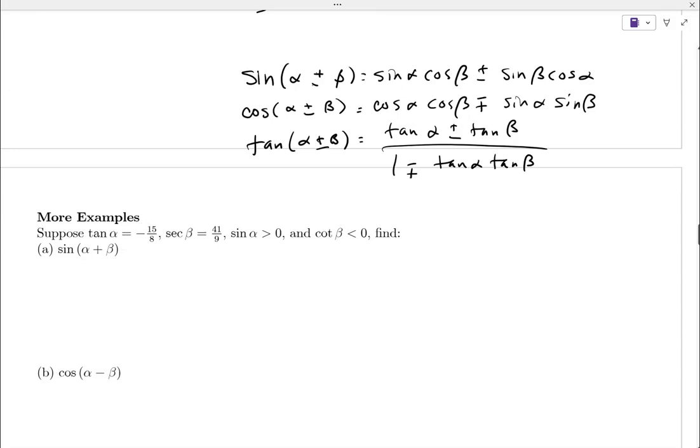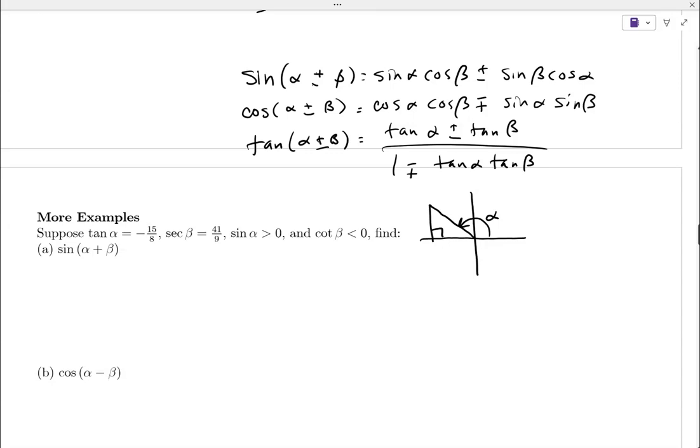So notice that tangent is negative and sine is positive. Using that information, where might you want to draw your reference triangle? What quadrant do you want to draw your reference triangle in? If tangent is negative and sine is positive, quadrant 2, right? We'll put it in quadrant 2. So drawing that off to the side over here, I'll put my reference triangle in quadrant 2 for alpha.